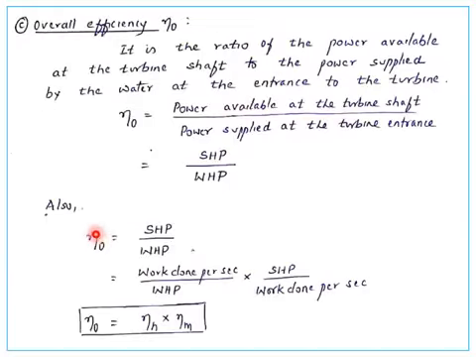Now you know that overall efficiency is shaft power divided by water horsepower. You multiply and divide by work done per second. Therefore work done per second divided by water horsepower is nothing but hydraulic efficiency. Shaft power divided by work done per second is known as mechanical efficiency. Hence you can define overall efficiency as hydraulic efficiency into mechanical efficiency.